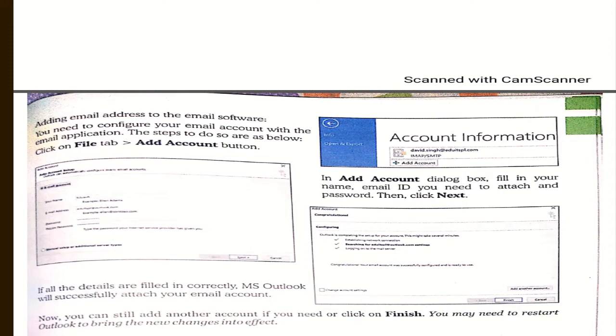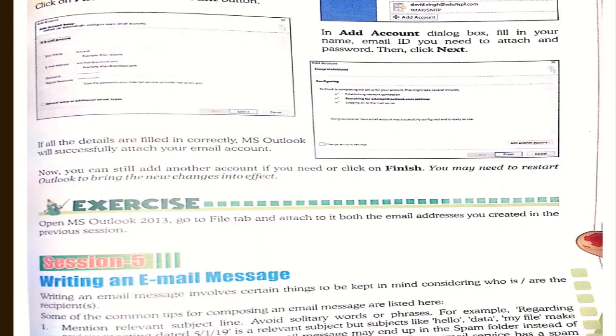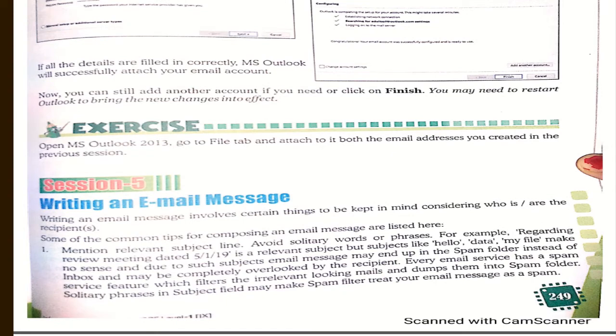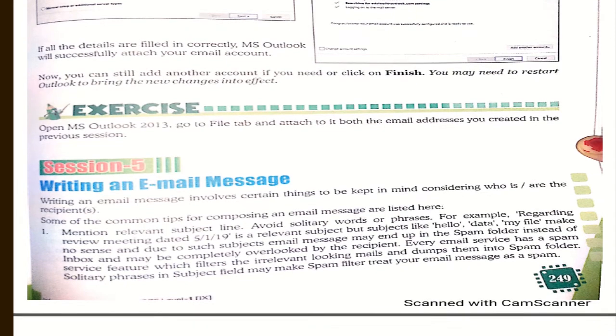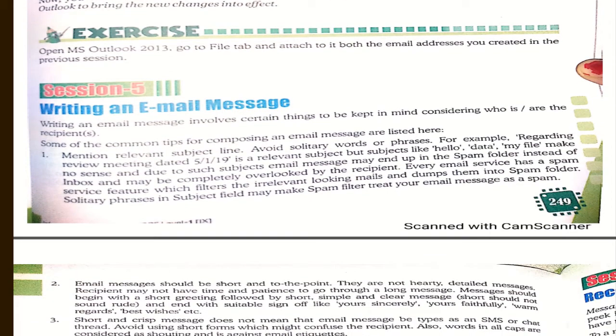If all details are filled correctly, MS Outlook will successfully attach your email account, and you can add another account if you need, or click on Finish. You may need to restart Outlook to bring the new changes into effect. After doing all this, you need to restart it. Now, in session 5, we will see how to write an email message.